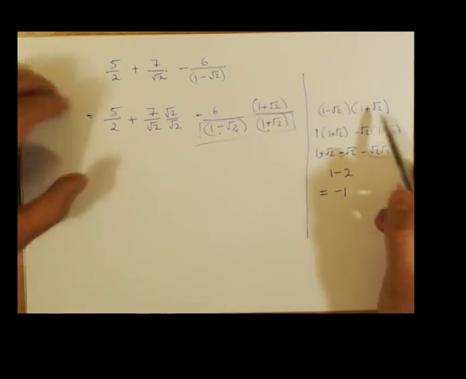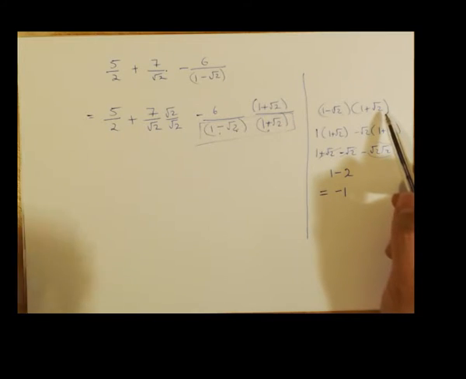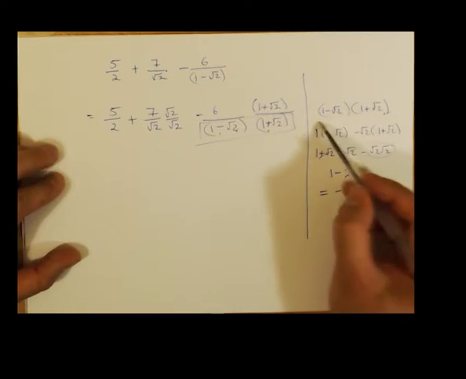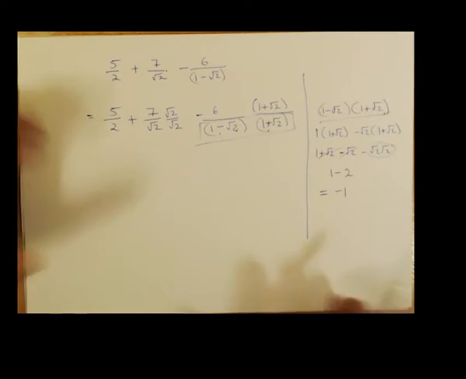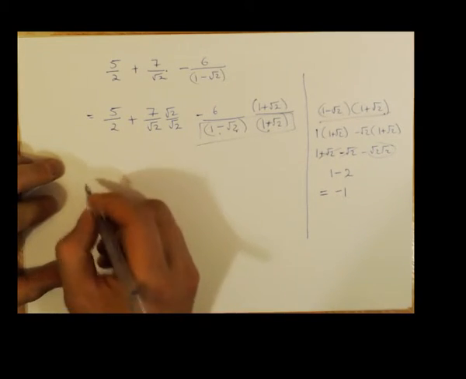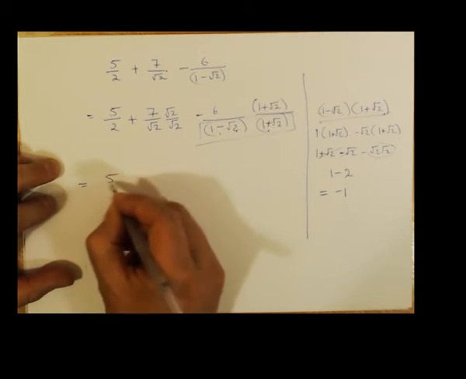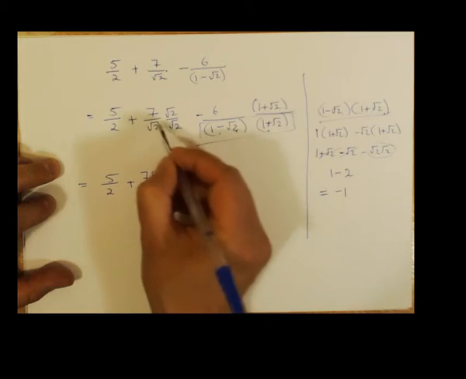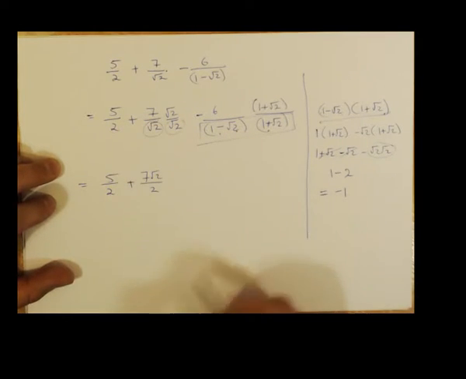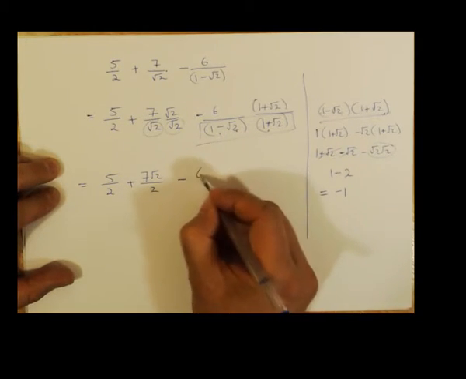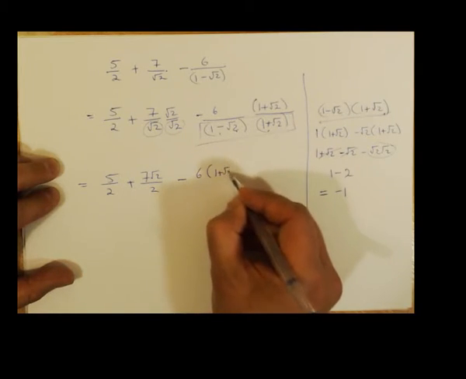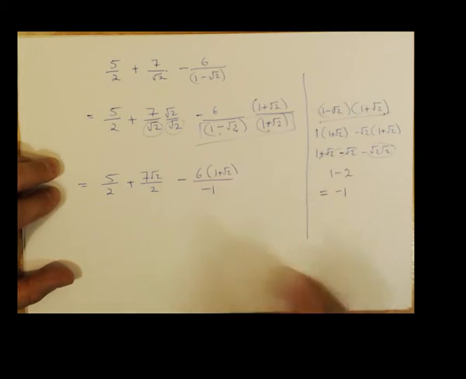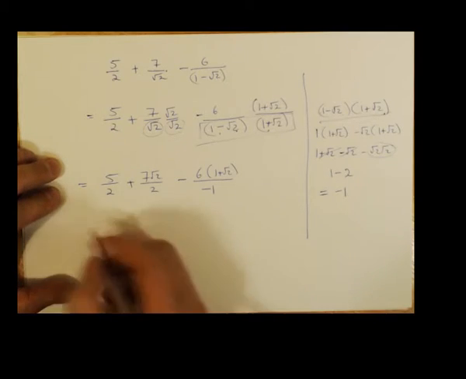So we can see when we multiply above and below by the conjugate of the denominator, we get rid of the irrational part. That helps us. So we've rationalized the denominator. We no longer have an irrational part there. Let's look at what we have. 5 over 2 plus 7 root 2 over 2. Remember, root 2 times root 2 is 2. Minus 6 times 1 plus root 2 over negative 1. Let's tidy this up a bit again.